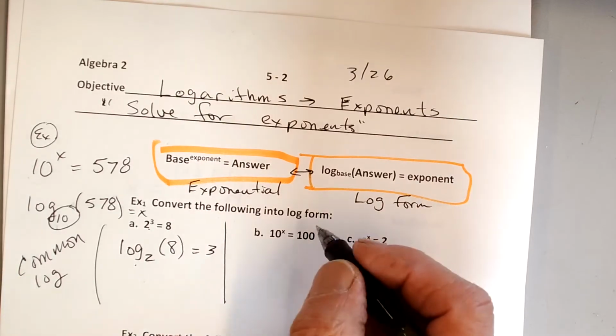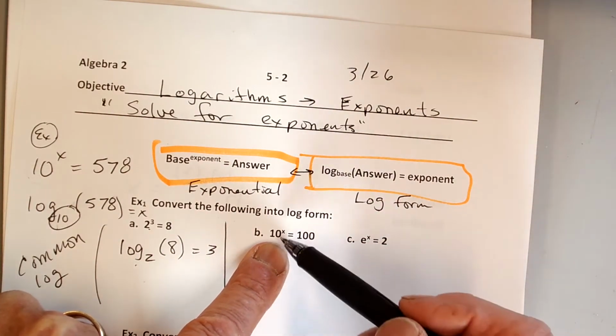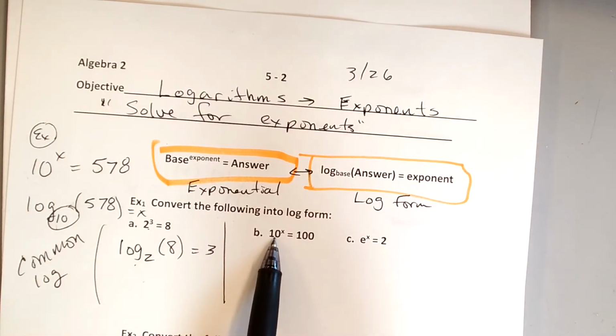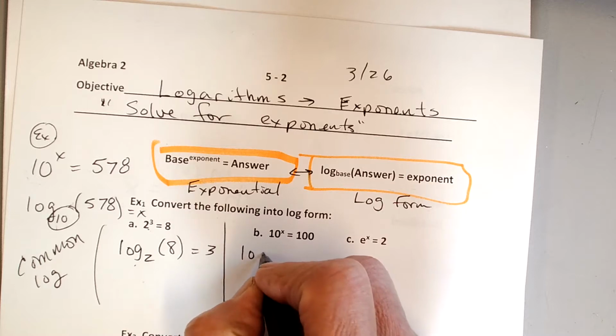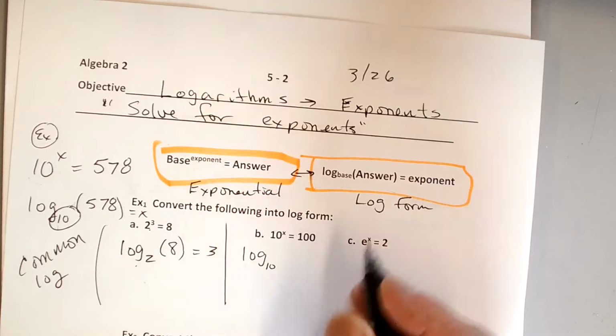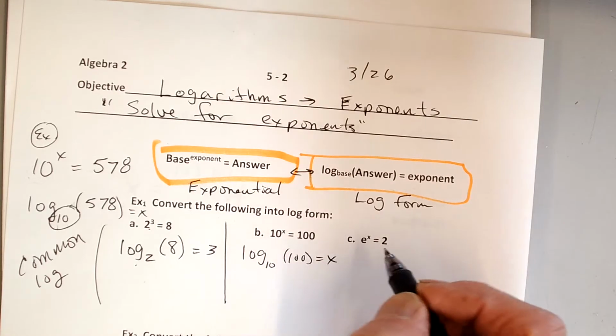B. All right, we're going to change it from exponential form. That's my base, base 10. I'm going to rewrite here, base 10. So I'm going to go log base 10 of 100 equals my exponent, or x.